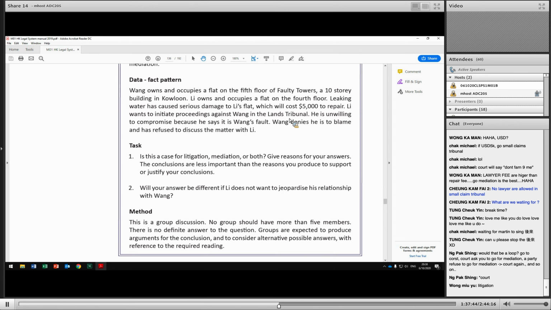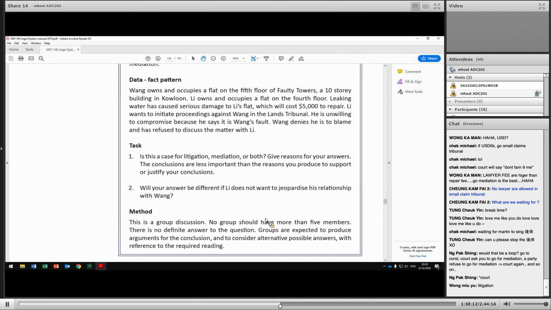Maybe at the end of the day, Wang agrees to pay $2,000 or $3,000 to Li. Okay, so of course, Wang will not pay the full amount, that's the 5,000. So they have to compromise. So from the angle of Li, at least he can get some money from Wang. It will be better than nothing. Okay, and also Wang can just pay $2,000 and then he can resolve the dispute.